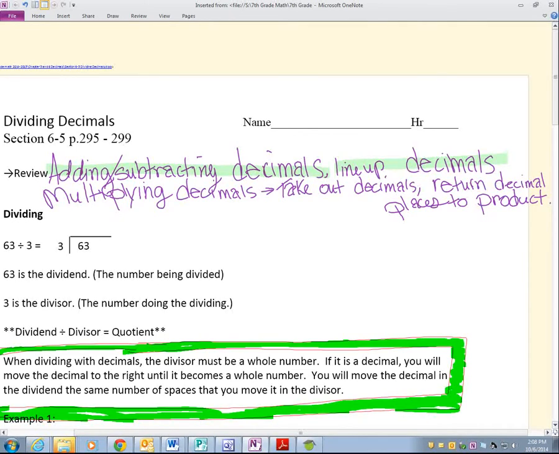The major concept of adding and subtracting decimals is lining up the decimals before you start doing that, okay? That's the major concept. The reason why it's a major concept is so you don't make the same mistakes on something else. The other concept for multiplying decimals is take out the decimals, return the decimal places to the product. Now, that's very vague, but I expect you to be able to reference that when you're doing this quiz.